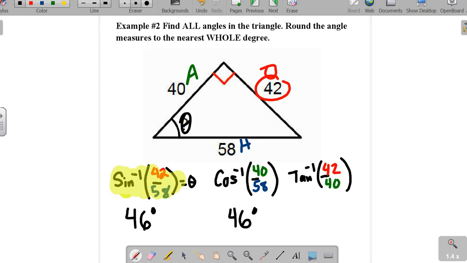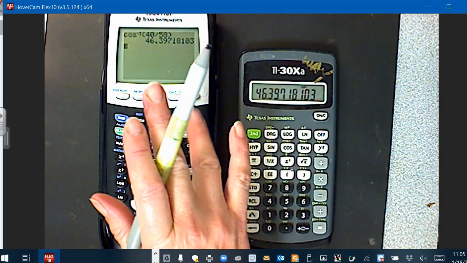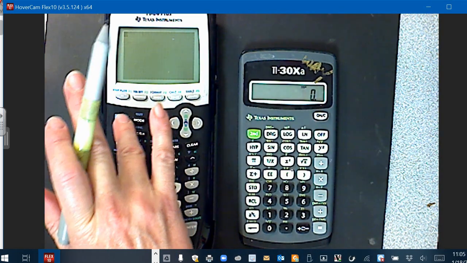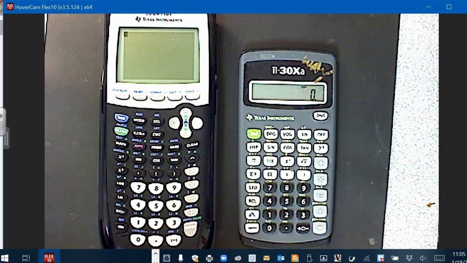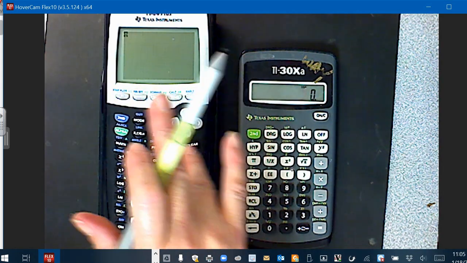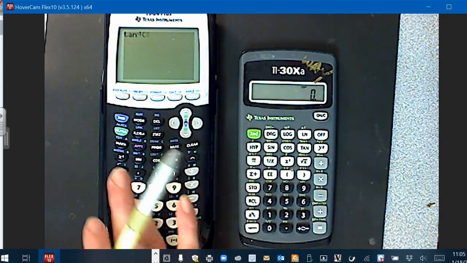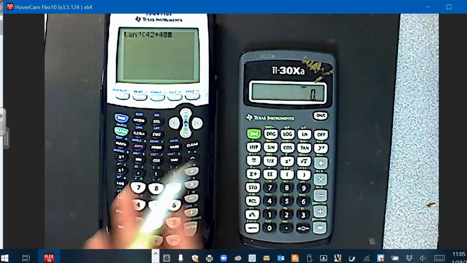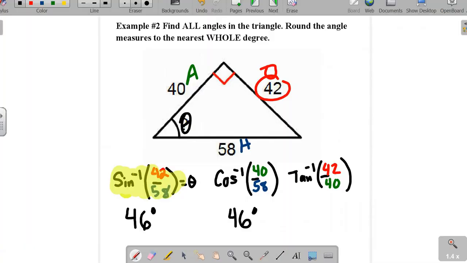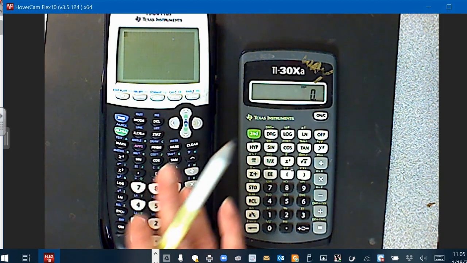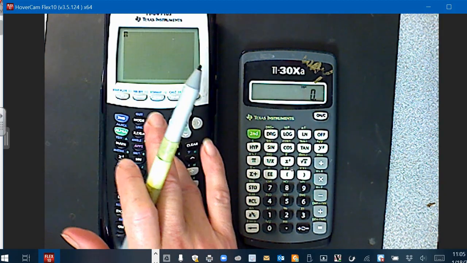Now you do inverse tangent, 42 and 40. Actually do this on your calculator so that your body and brain remembers that you can do all three. Second function, tangent, 42 divided by 40. Enter. Whoops, it's the other way around, isn't it? 42 divided by 40. Yes, second function, tangent.